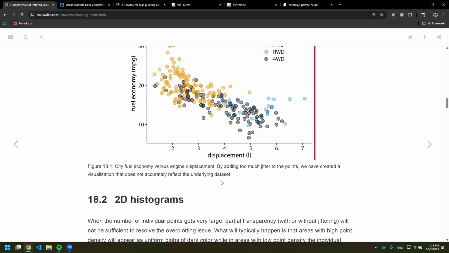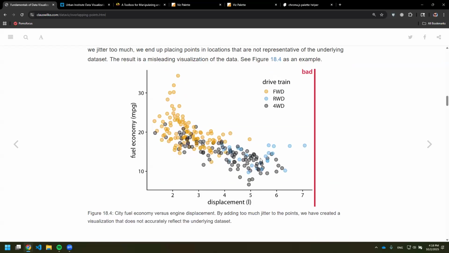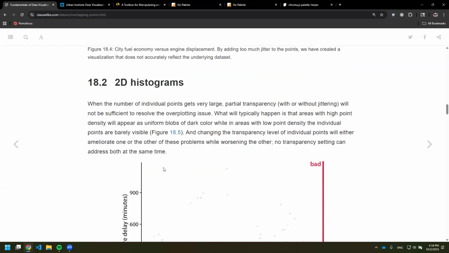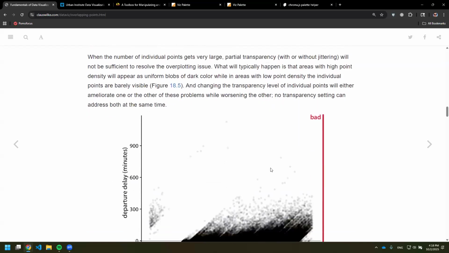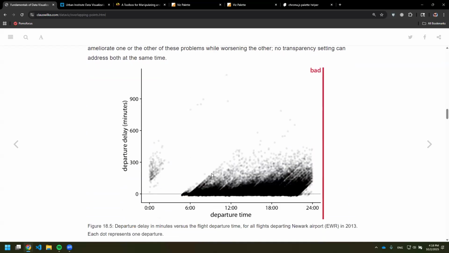So sticking with this theme of overplotting, the author has three tactics for addressing this problem. This is tactic number one, a combo of transparency and jitter. Tactic number two is what he calls 2D histograms. I'm not sure I'd ever heard this term before. This is an interesting part of the chapter for me.